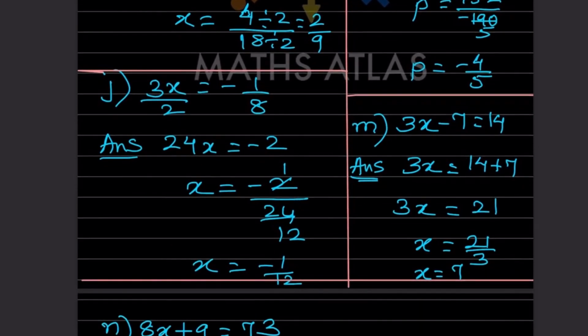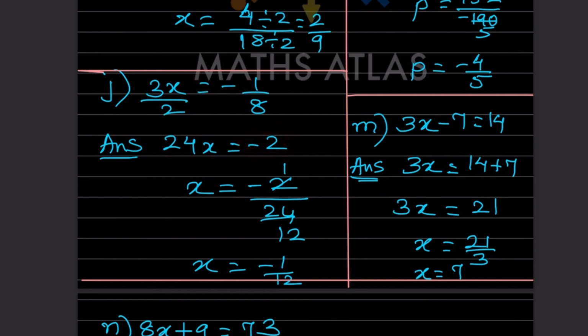The next problem says that 3x by 2 is equal to minus 1 by 8. So now what did I do? Here also we have a numerator and denominator, here also this is in fraction, isn't it? So I cross multiplied over here. First cross, what did I take here? If this goes here, this is going to be 3x into 8. So 3x into 8 is going to be 24x. So this is 24x. And now this goes over here. So 2 into minus 1 is going to be minus 2.